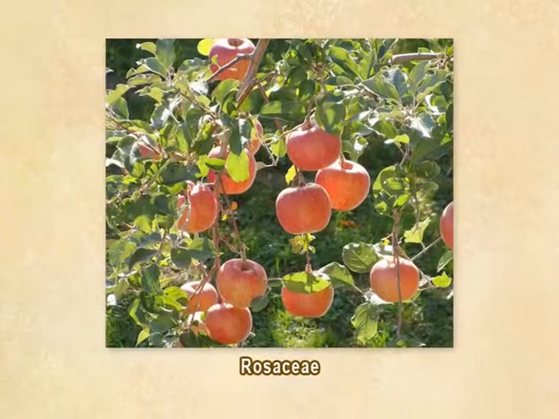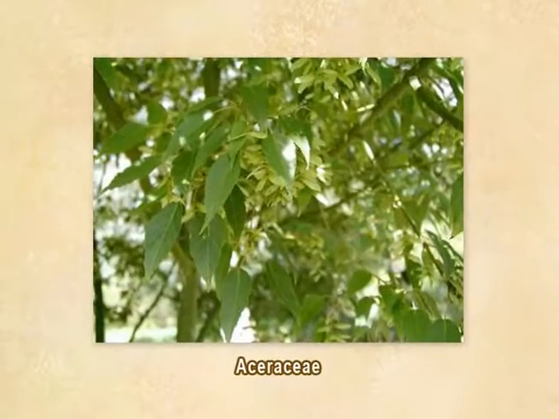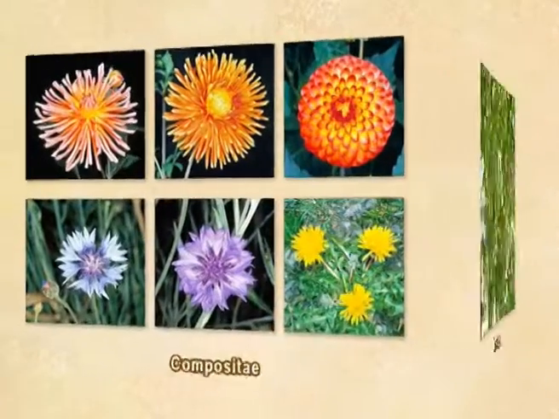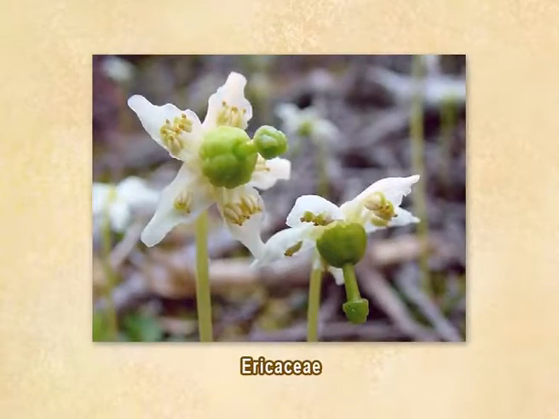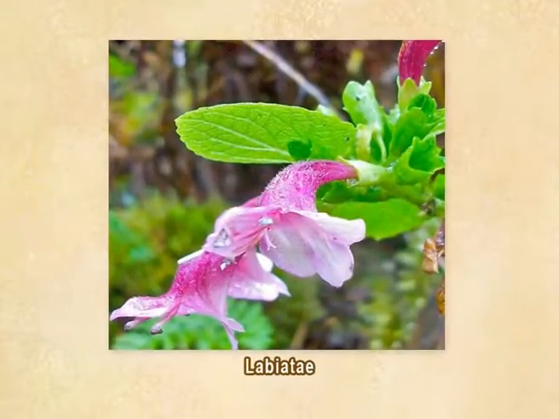3 and 1 is the most common leaf trace number in the flowering plants, 3 being characteristic of nearly all the Amentiferae and of such families as the Rosaceae, Aceraceae and Compositae. 1 leaf trace is characteristic of the Lauraceae, Ericaceae and Labiatae.